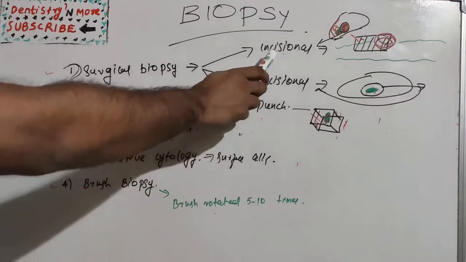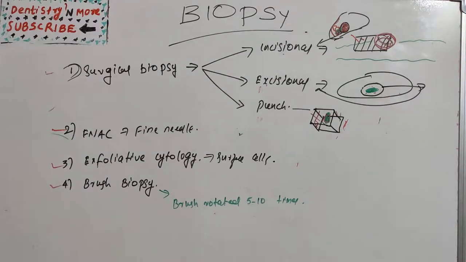The first one is incisional biopsy. Incisional biopsy is indicated when there are size limitations, and if there is a hazardous location, when the lesion is very close to vital structures and we have great suspicion of malignancy.